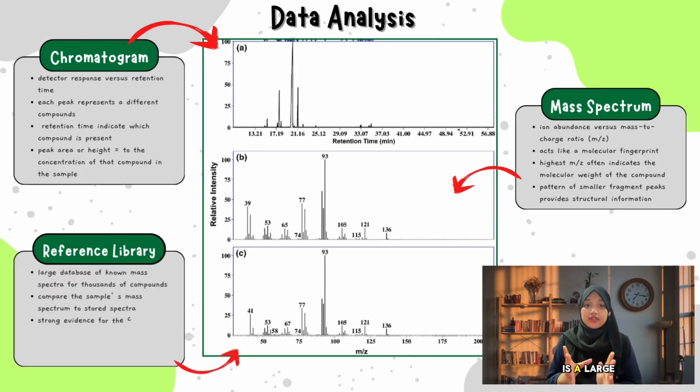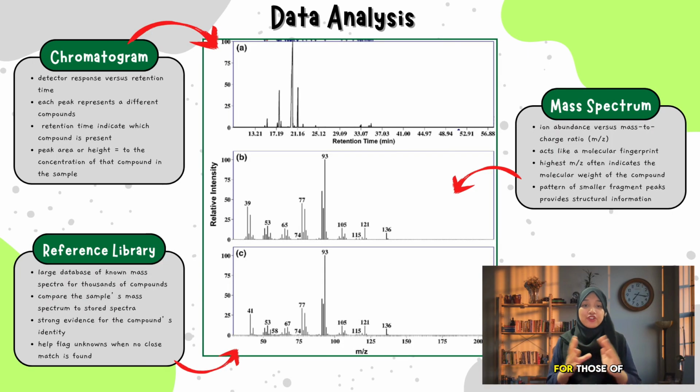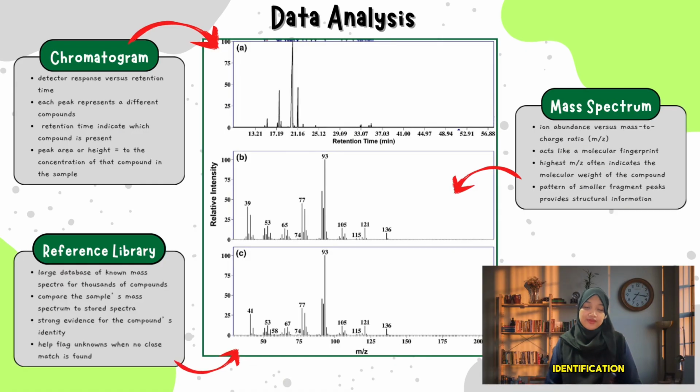A reference library is a large database of known mass spectra for thousands of compounds. The library allows us to compare the sample's mass spectrum to reference spectra for rapid identification. Matching the sample spectrum to a reference provides strong evidence for the compound's identity. Libraries also help flag unknowns when no close match is found, guiding further analysis. Using both retention time from the chromatogram and the spectral match from the library increases confidence in identification.